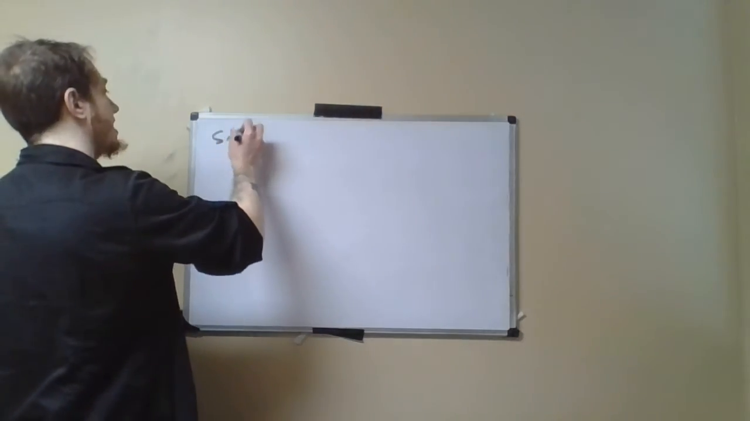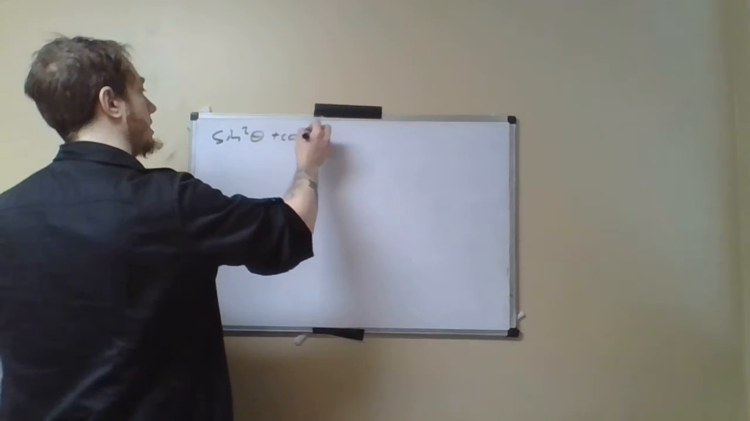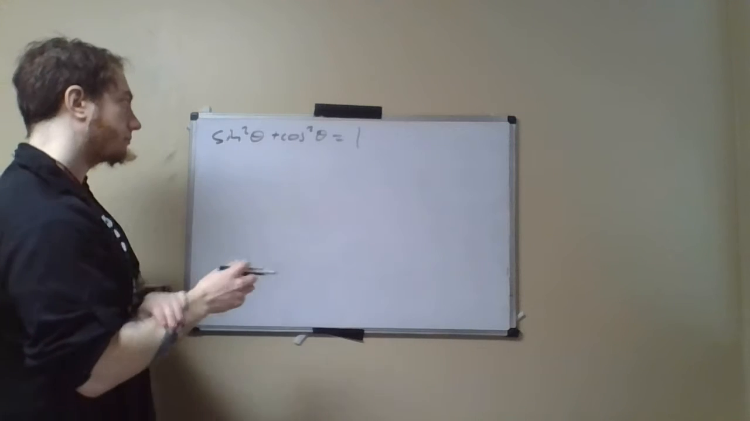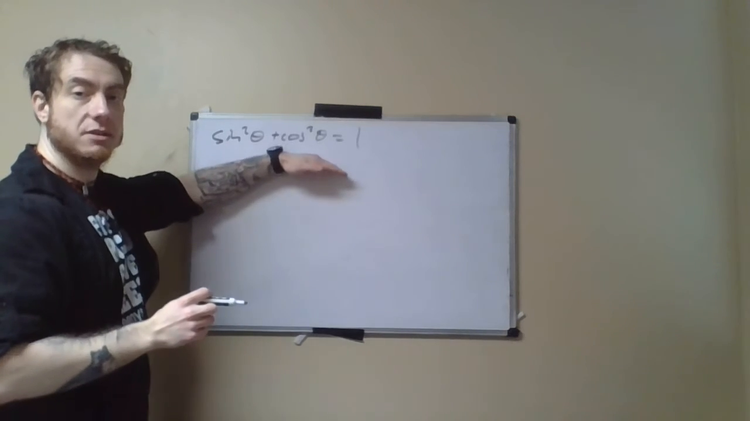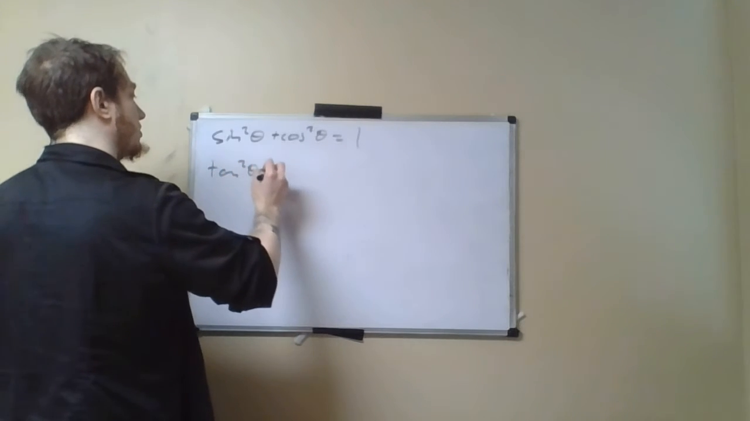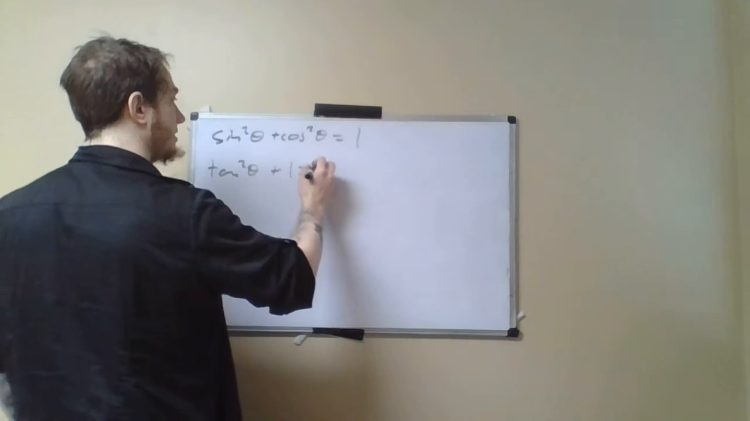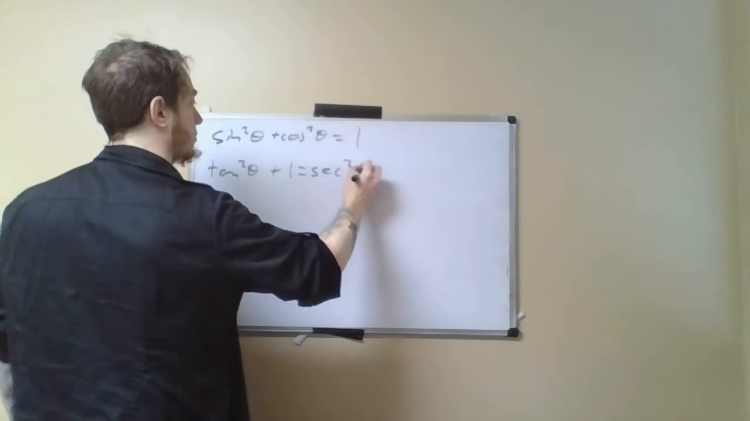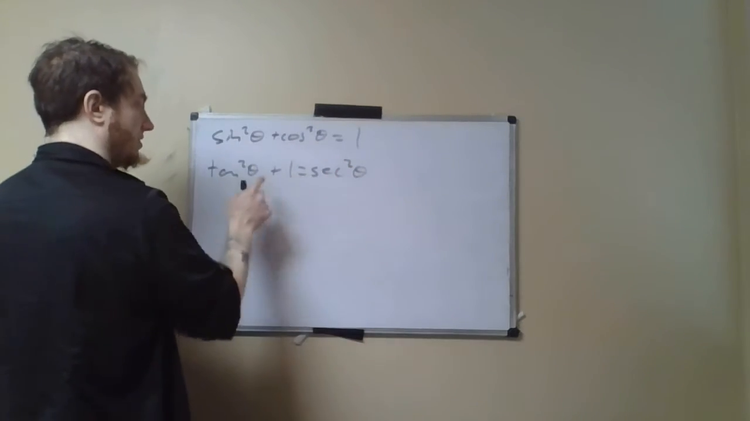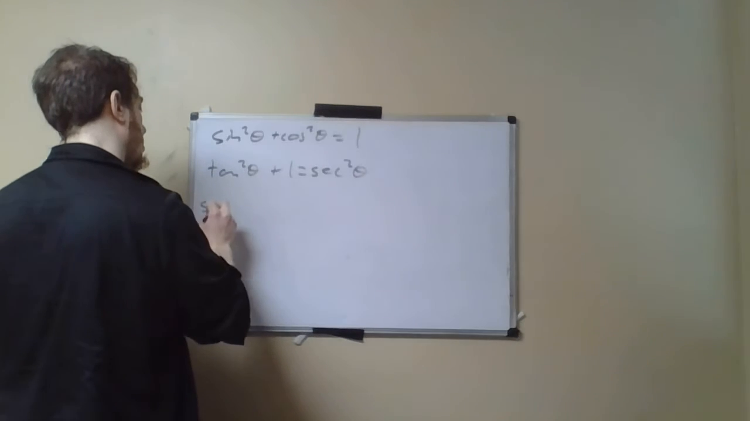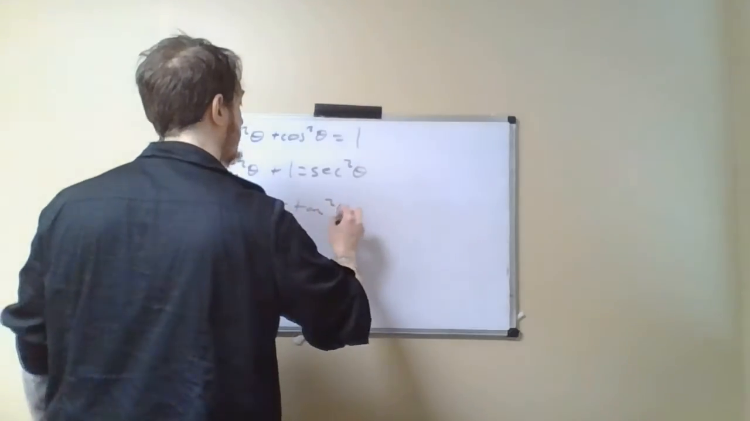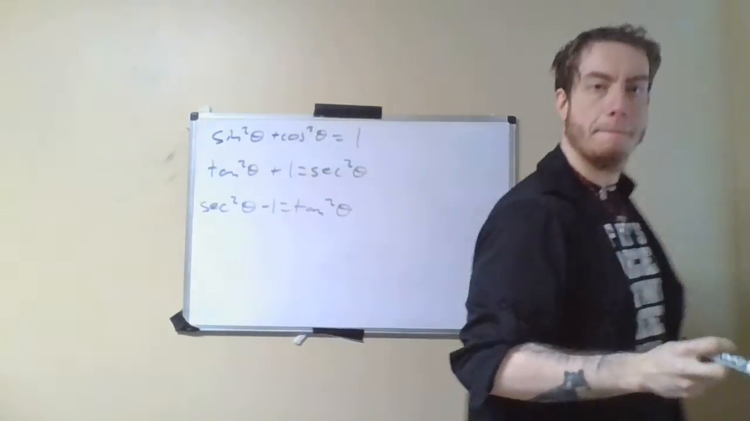So we have sine squared theta plus cosine squared theta equals 1. That is one of them. If I divide both sides of this by cosine squared, of course, I get tangent squared theta plus 1 is equal to secant squared theta. And then I can also take this second form of the identity and rewrite it as secant squared theta minus 1 equals tangent squared theta.